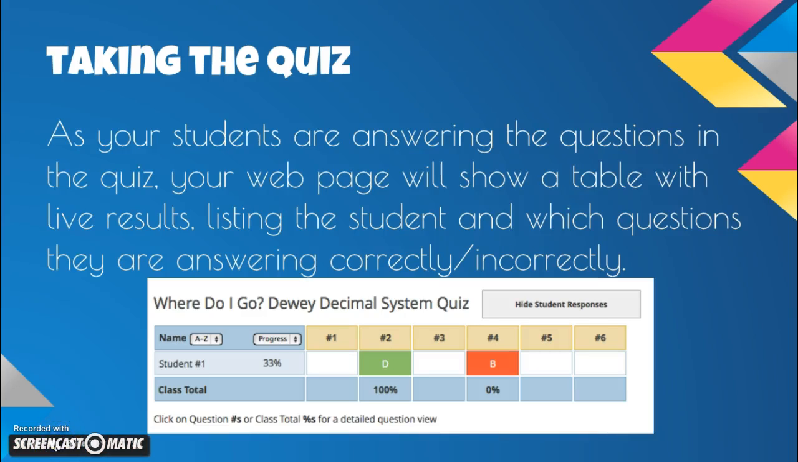And as they're doing this on your computer, you are going to get this really cool table that shows you live results of the student's name, which questions they're answering right, which ones they're answering wrong. You get percentages. It's really awesome to watch this for a full class live.